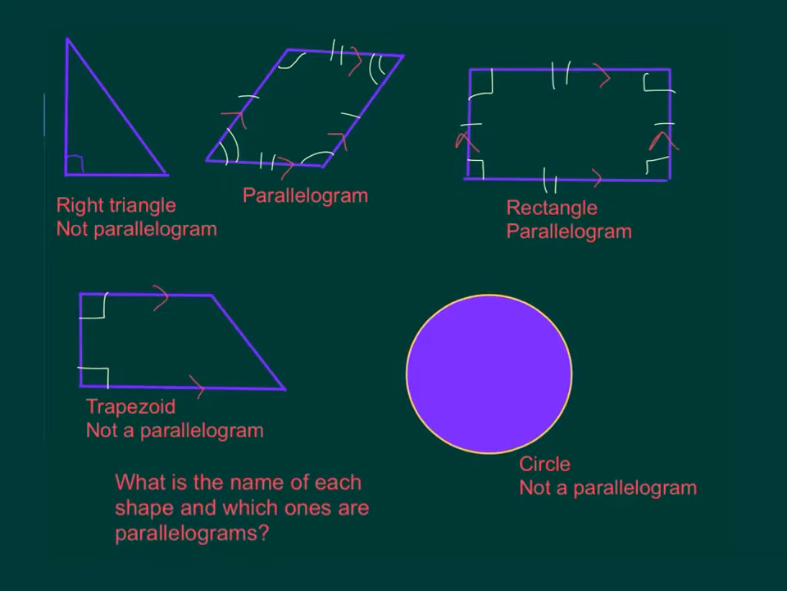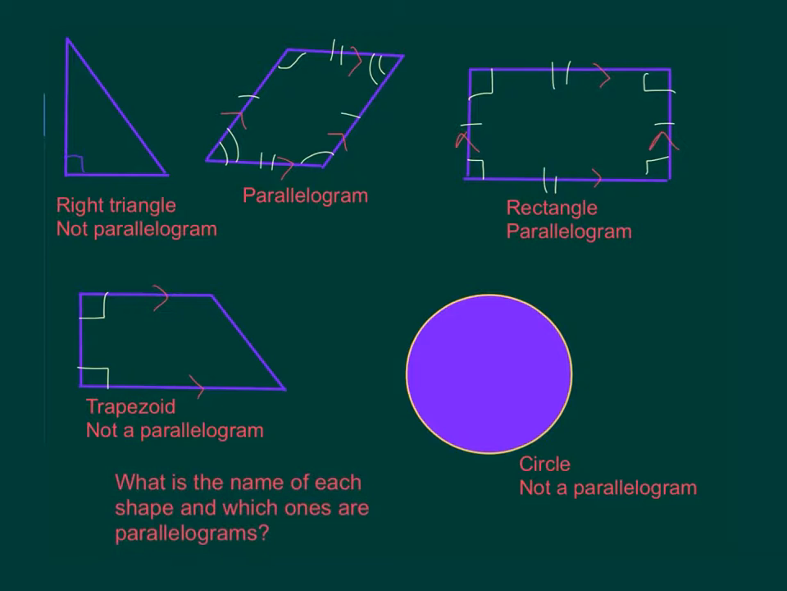Your third shape is a rectangle, which is also a parallelogram. Opposite sides are parallel, opposite angles are congruent, as well as, because it's a rectangle, all the angles are 90 degrees, and opposite sides are congruent.